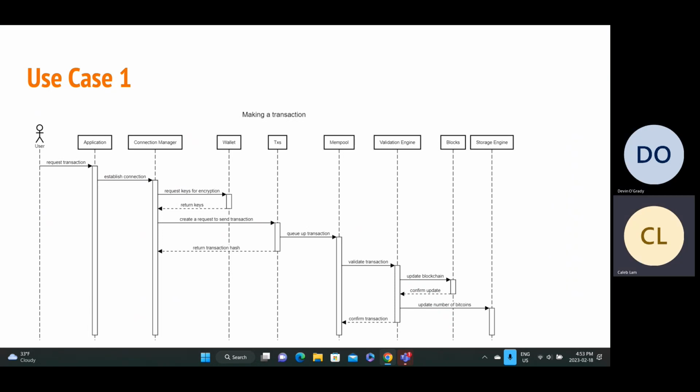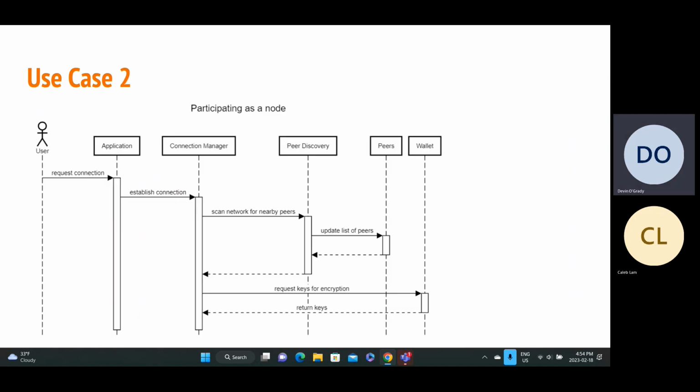Our first use case is that a user makes a transaction to another user. First we can see the agent, which is the user here, and then it requests a transaction through the interface, which will then establish a connection with the connection manager. After that, it has to establish a secure connection, so it will have to request encryption keys from the wallet and a hashing algorithm from the TXS component. After that, it will call the mempool, validation engine and blocks to confirm and validate the transaction. And then at the end, it will update the storage engine to update the number of Bitcoins that the user has.